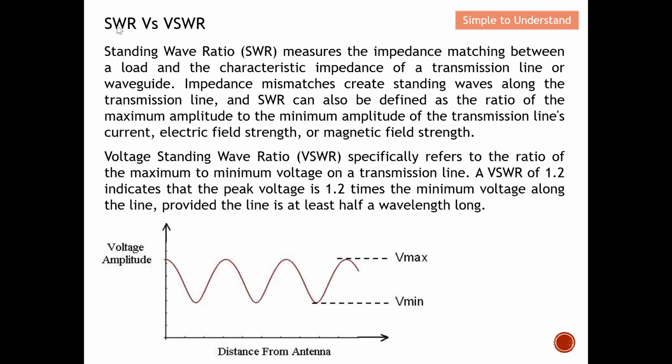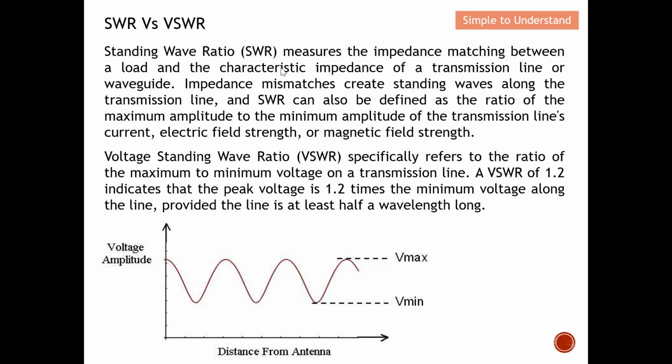Firstly, let's do a quick comparison between standing wave ratio and voltage standing wave ratio, so you will be able to understand the key difference between SWR and VSWR. Let's come to the standing wave ratio first. Standing wave ratio measures the impedance matching between a load and the characteristic impedance of a transmission line or waveguide. It measures how well your impedance matching is. In this case, the load will be the antenna, together with the characteristic impedance of a transmission line.